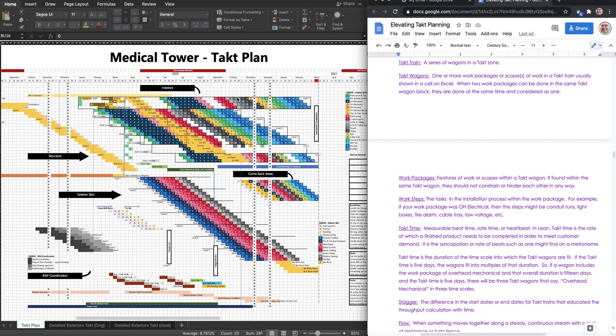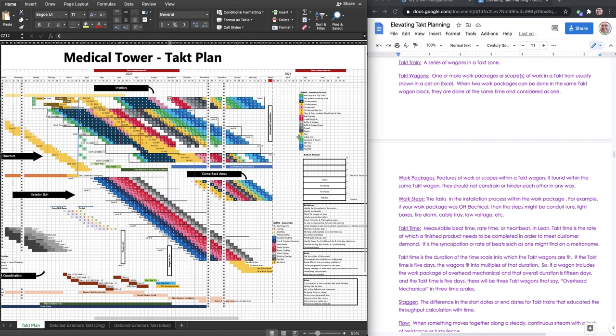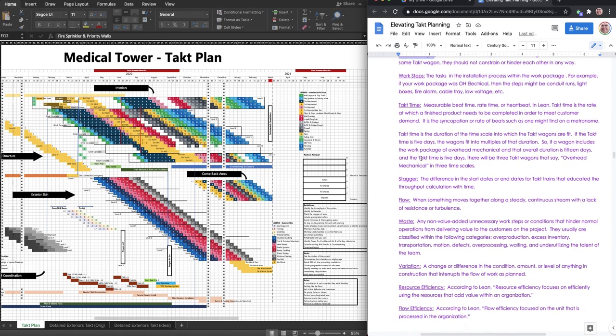Takt wagons. These numbers are takt wagons. And I do want to make a point here that they can include multiple work packages. So like let's say K right here, that's clips and prep, insulated metal panels, and glass. Okay, so number 2, that takt wagon includes the work packages of fire sprinkler and priority walls. So those work packages, those are the specific scopes. Now there are work steps in each one of those that's standard work that has to be completed.